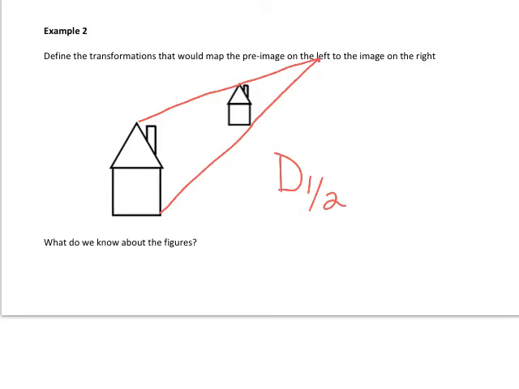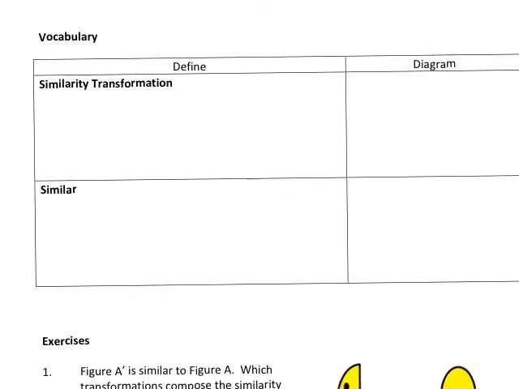What do we know about the figures? Well, we know dilations create similar figures, so they are similar. Not congruent, but similar. So this brings us to what we call a similarity transformation. So we're going to define what that is. We've had congruent transformations using only rigid motion, so if you think about it, a similarity transformation would probably also involve a dilation.